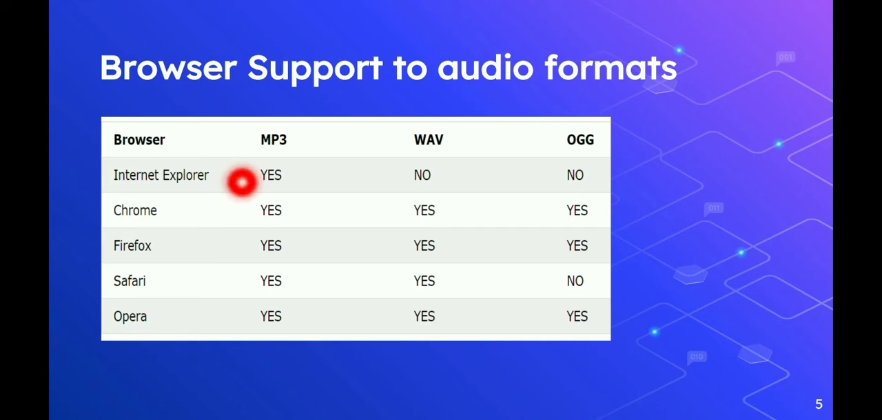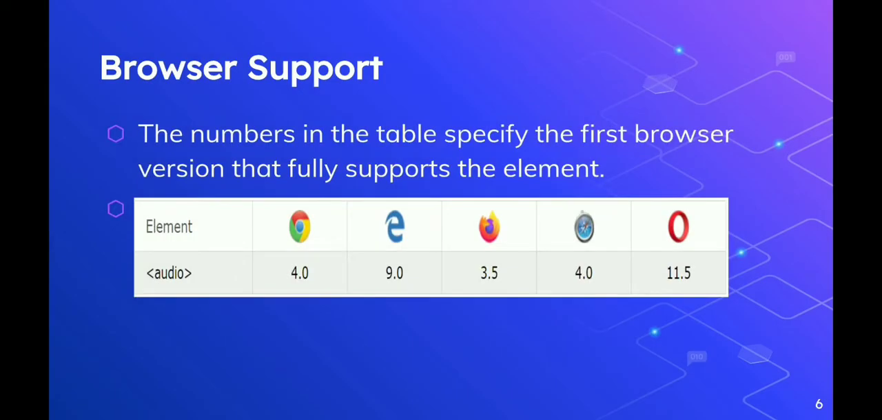Internet Explorer supports only the MP3 format, Chrome supports all the formats, Firefox supports all the formats, Safari supports only MP3 and WAV files, and Opera supports all the formats. So these are the browsers which support audio formats. Fine. After this, we have the versions.